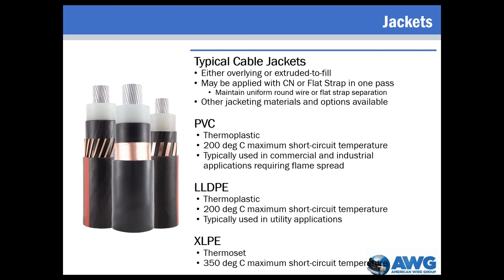Extruded to fill jackets also fill the void between the concentric wires so that in case of a compromised jacket, water cannot easily migrate down the length of the cable. Water blocking additives such as water swellable yarns or powders can also be used under the jacket to prevent water migration. Of the many cable jacket possibilities, the three most common for medium voltage cables are PVC, linear low density polyethylene, and cross-link polyethylene.